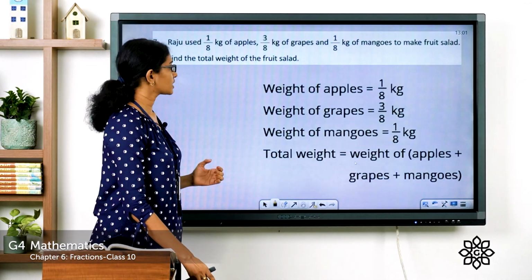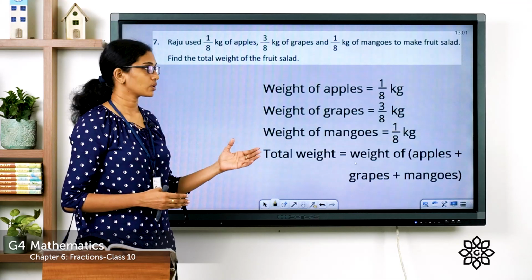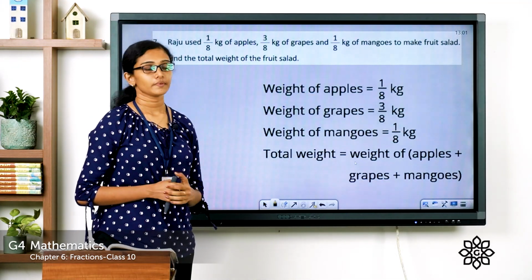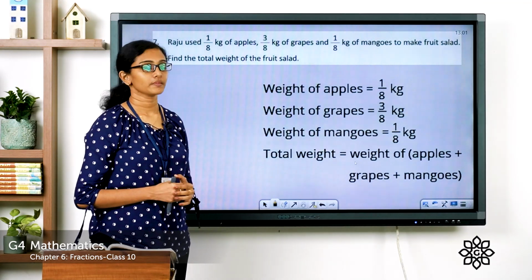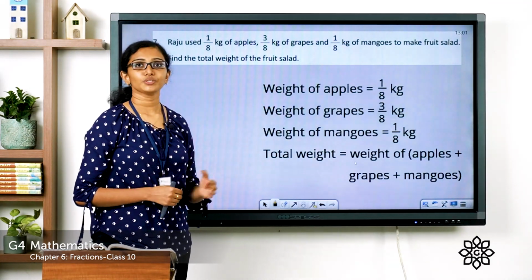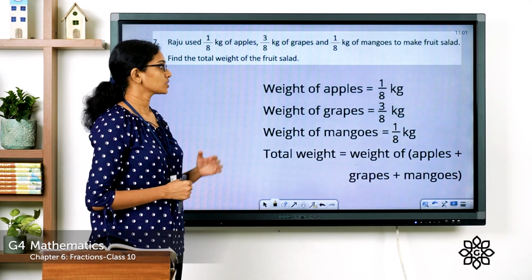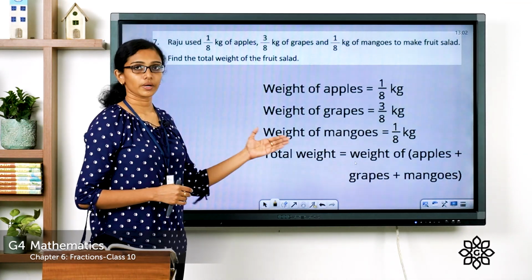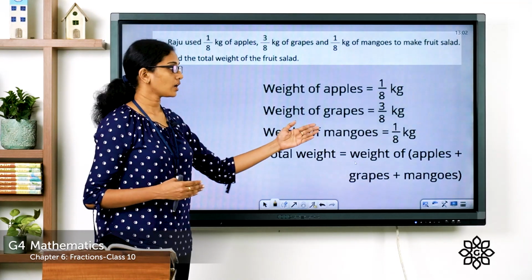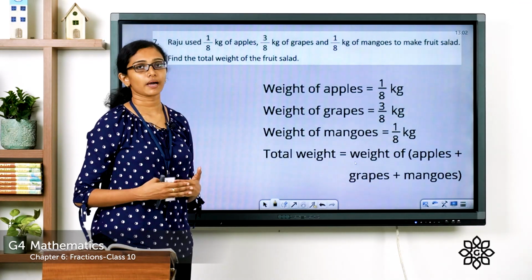Let's see the steps. The weight of apples given is equal to 1 by 8 kilogram and the weight of grapes is equal to 3 by 8 kilogram. Weight of mangoes is equal to 1 by 8 kilogram. So these data we are given in the question itself. Now to find the total weight, we have to add the weight of the apples plus grapes plus mangoes.